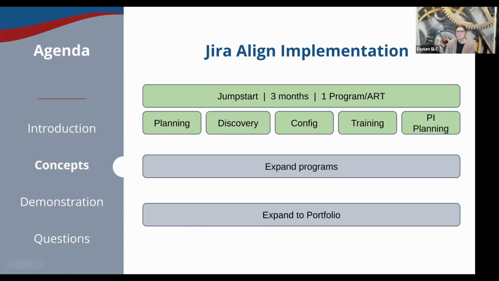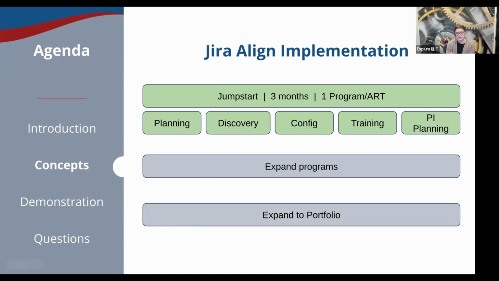So typically, when we are doing a new implementation, we will start with one program or Agile release train, that team of teams layer. Typically 3 to 5 Agile teams is what we see. And that's going to essentially be our POC. They're going to be our pilot program that we're going to get into the tool throughout this process. So we are typically talking about a 3 to 6 month process here. It's typically about a combined 700 hours of effort from the implementation team to get this tool implemented.